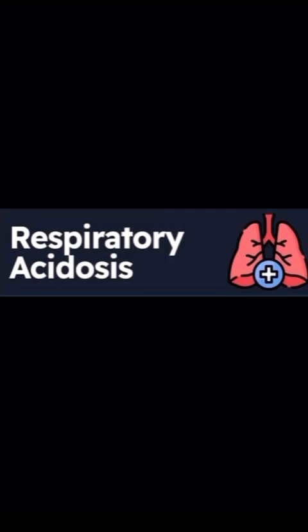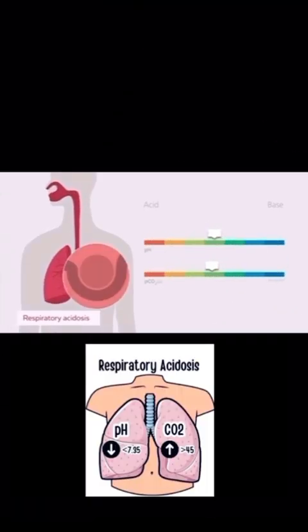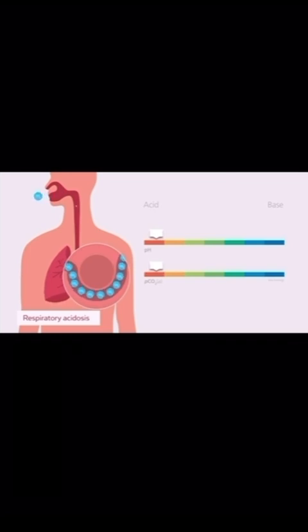Respiratory acidosis. Respiratory acidosis occurs when the lungs cannot remove all of the carbon dioxide that is formed in the body. This causes the blood to become more acidic, thus causing the body's pH level to fall.